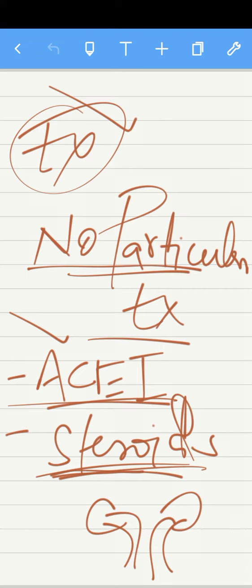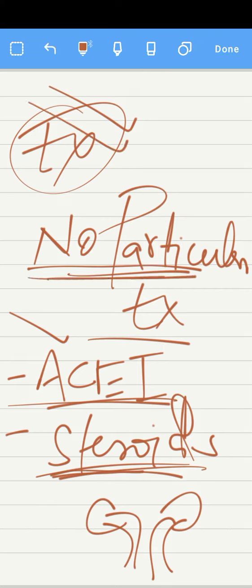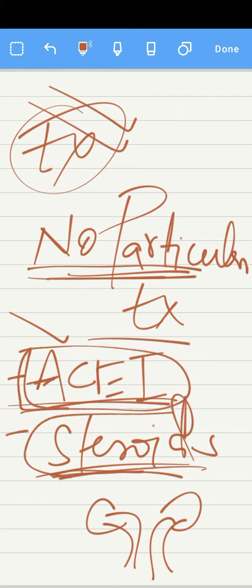So for the treatment of Buerger disease, there is no particular treatment, or no curative agent which can reverse the condition, but there are some drugs which limit the progress of the disease or inhibit proteinuria, like ACE inhibitors, and steroids can stop the progression of disease and reduce proteinuria.